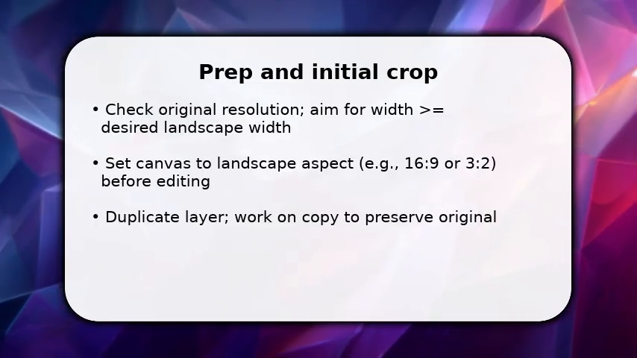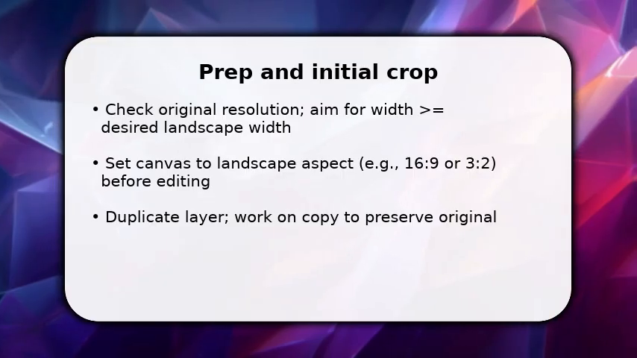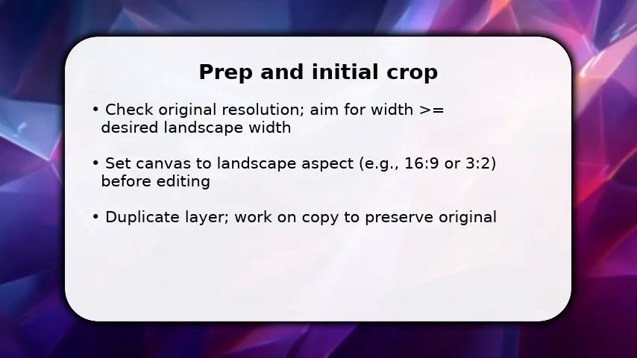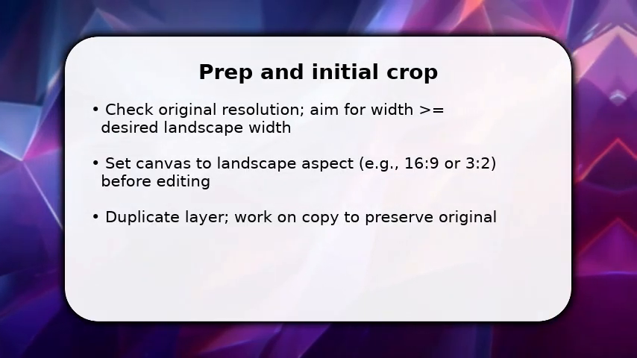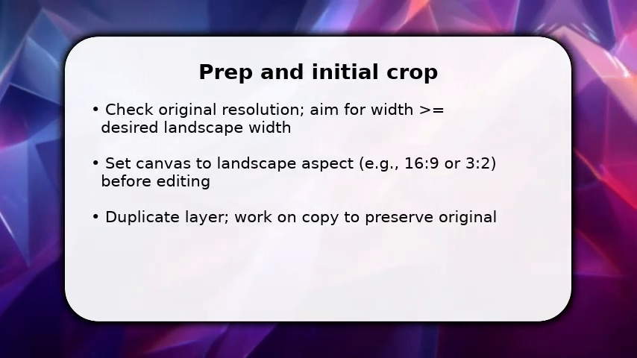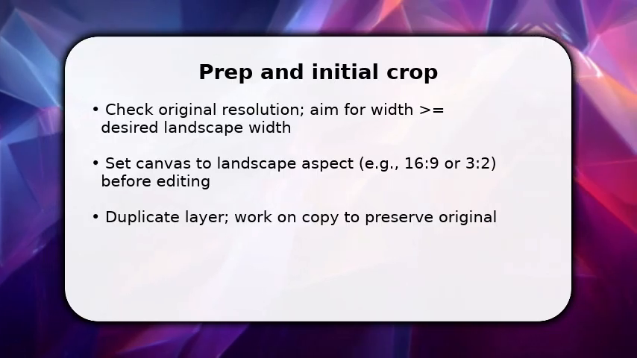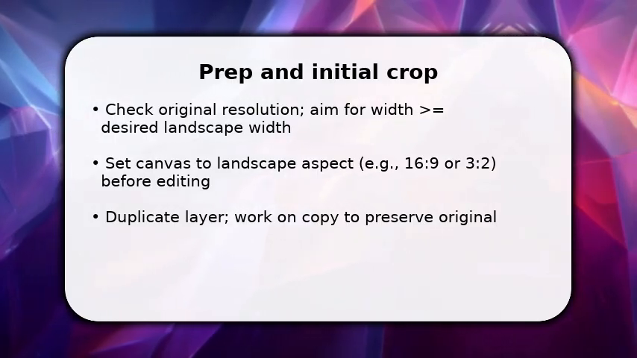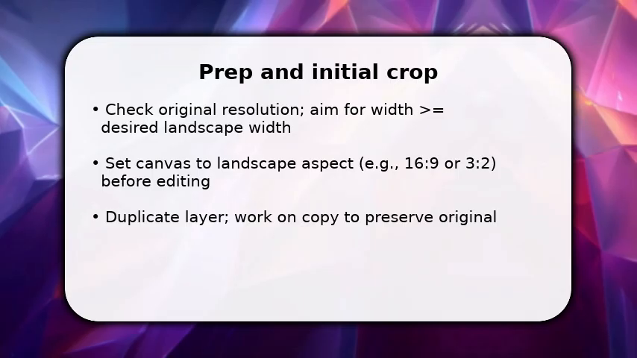You start by preparing the image. Open the portrait file and check resolution so you know how much width you have to work with. Once done, change the canvas orientation to the landscape aspect you want, such as 16:9, and duplicate the background layer so you can always revert.